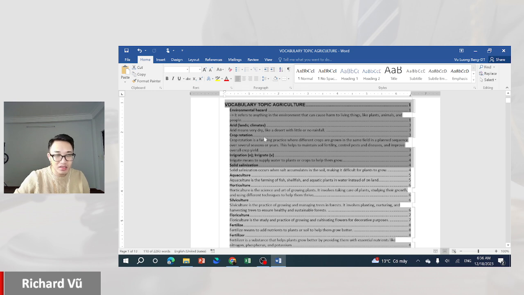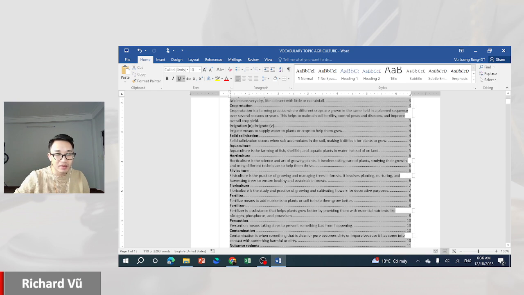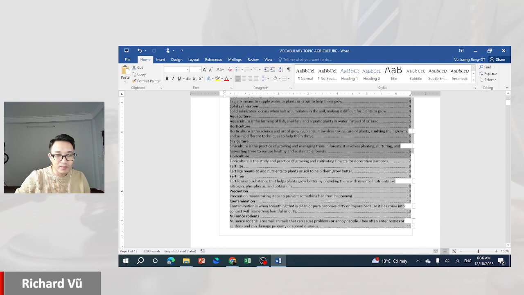Environmental hazard is group 1. Group 2 here. And the rest of the words are group 3.